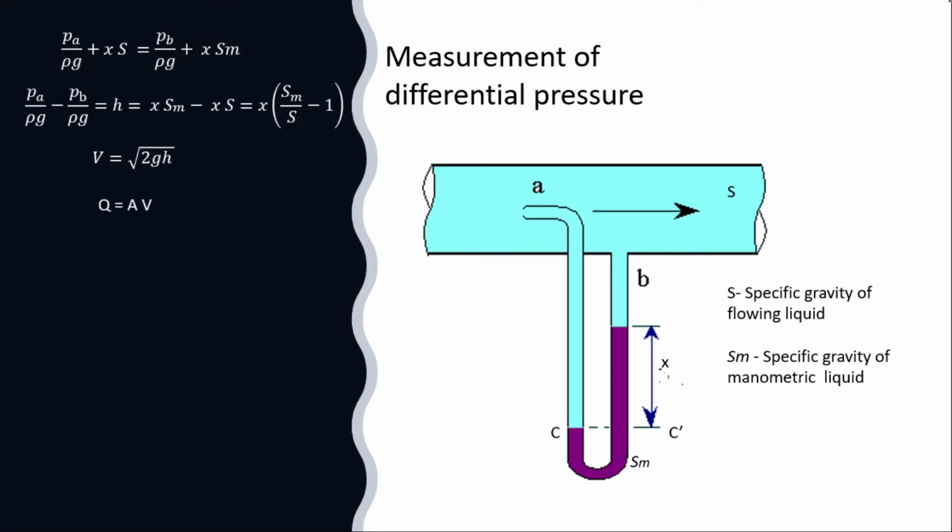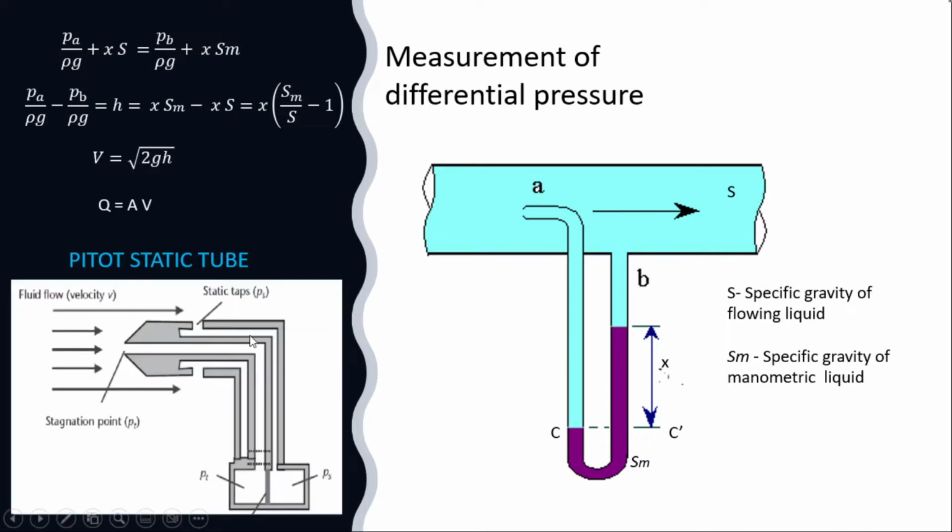The tubes recording the static pressure and the stagnation pressure are frequently combined into one instrument, that is called the Pitot static tube. So here the static tube surrounds the Pitot tube. The inner tube is used to measure the impact pressure, and this is a stagnation point, whereas the annular tube with holes on the surface is used to measure the static pressure.